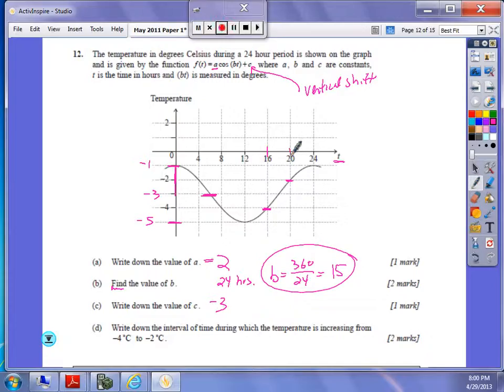So those x values, the temperature is increasing when the time values are greater than or equal to 16, but less than or equal to 20. Now you could also write from 16 to 20 using interval notation. That would be totally fine. So that's where we're increasing.